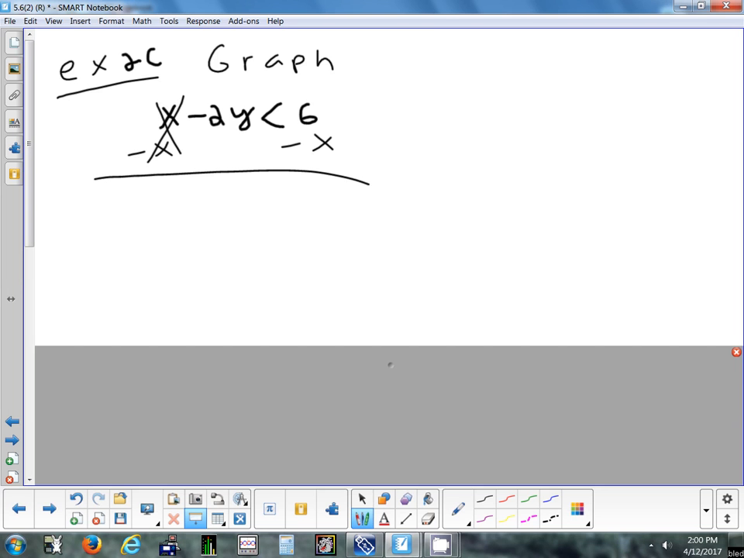Okay, so we're going to subtract X. That leaves me with negative 2y is less than, what would be on the other side? Perfect, negative X plus 6.